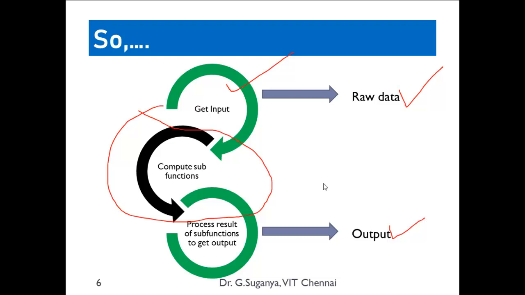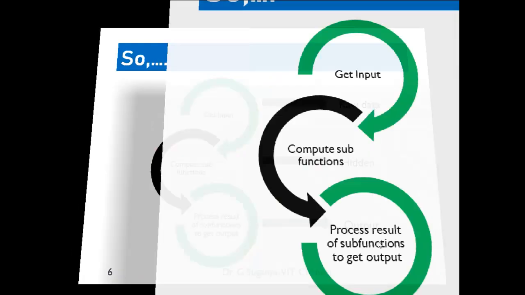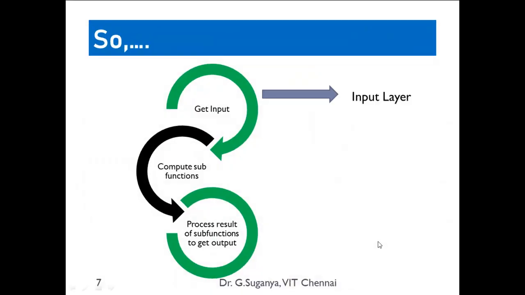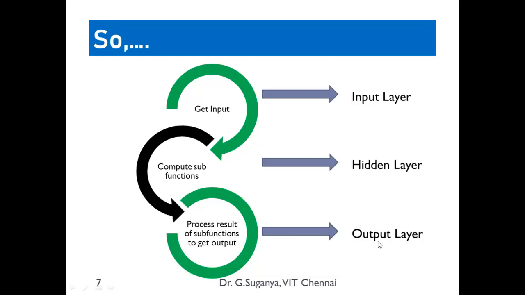Internally, these subfunctions need to be computed, and this will be hidden from the user. The user doesn't know what is happening inside. He is giving the input, he is getting the output, and hence the portion where we give inputs is called your input layer. The application from where we get the output is what we call your output layer. And wherever internal processing happens, wherever you are creating temporary variables and storing things, is what we call your hidden layer, right?